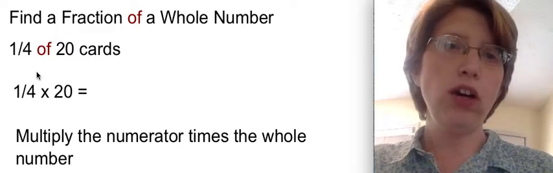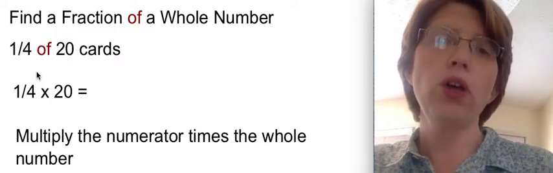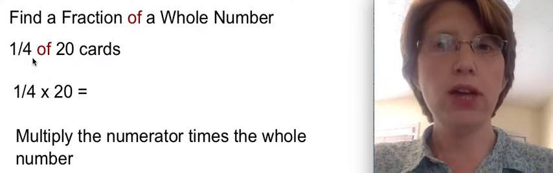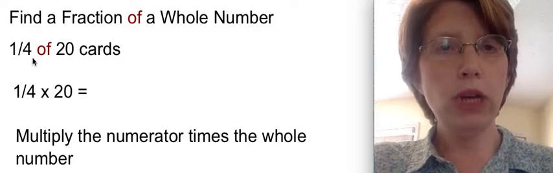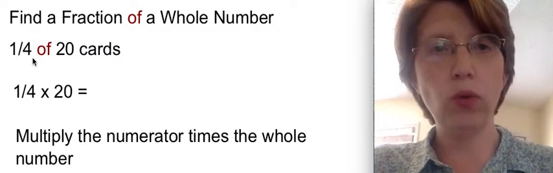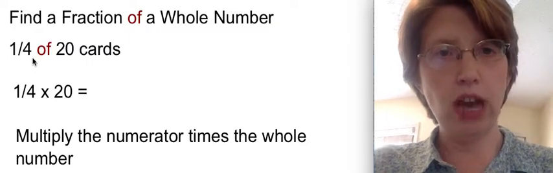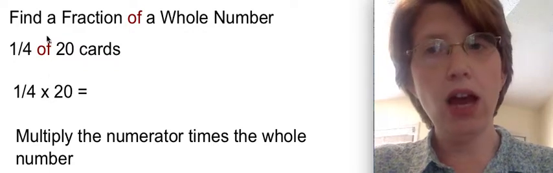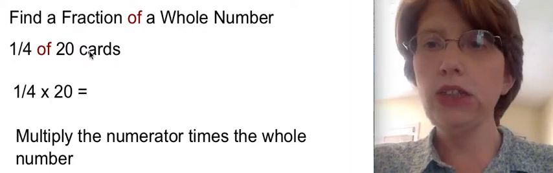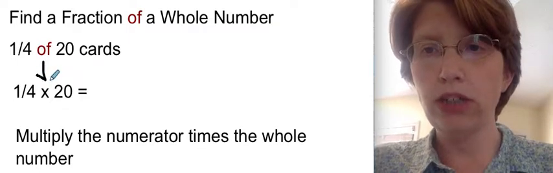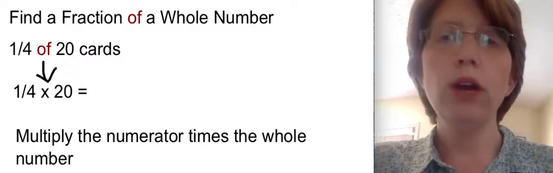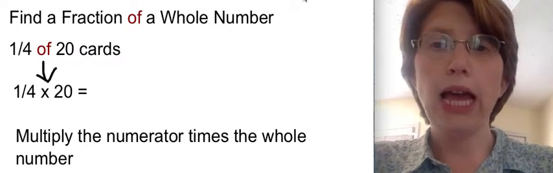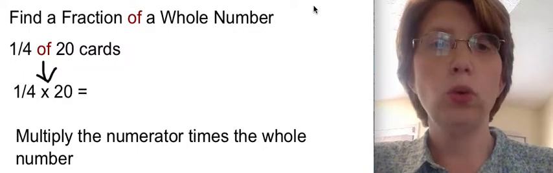If I had 20 cards and I wanted to give you 1/4 of my cards, then I say 1/4 of 20. So what I'm wanting to do is split that 20 into fourths, and then give you one section of it. So we say 1/4 of. Now when you hear that "of," it immediately translates into multiplication. So 1/4 of 20 cards would mean that I am going to multiply 1/4 times 20.